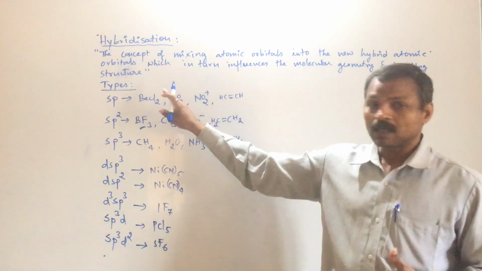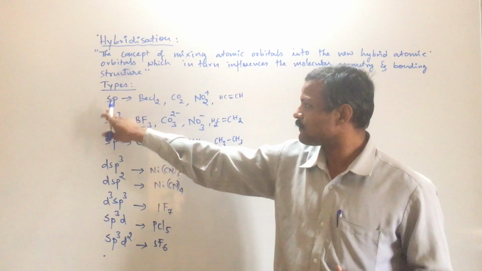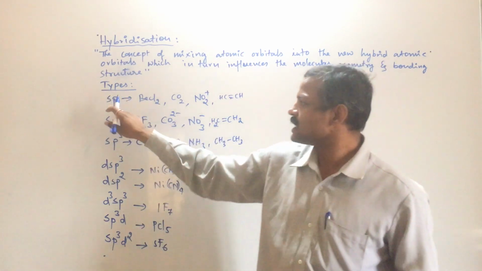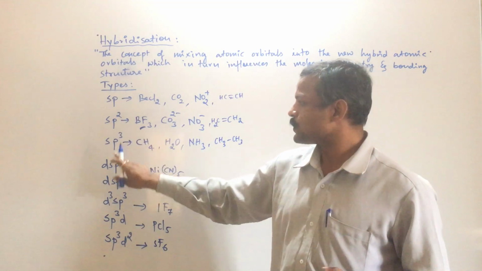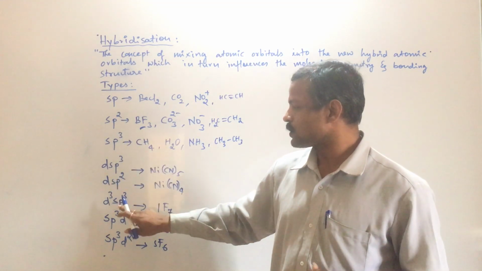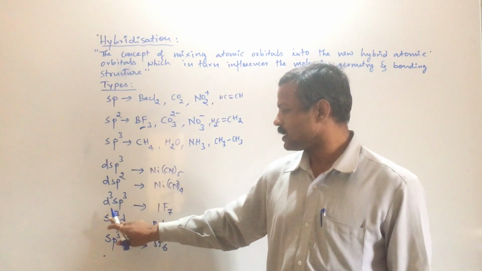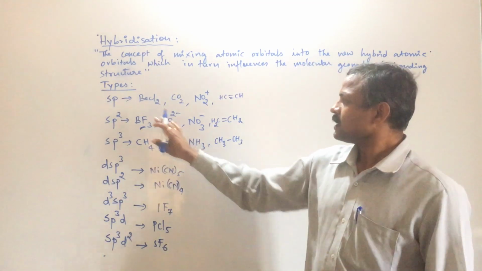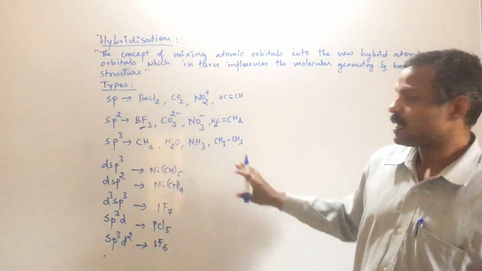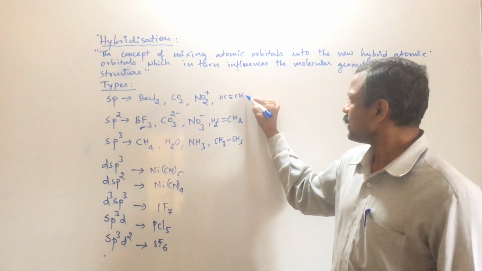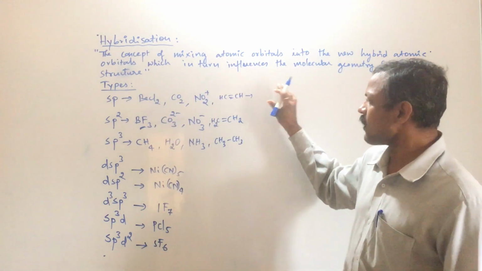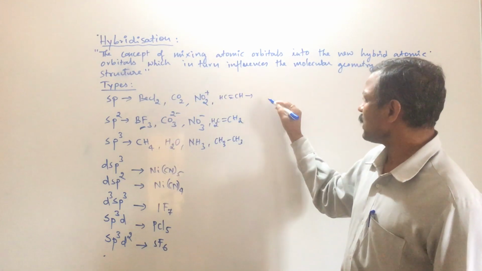Here, let me take some of the hybridization types. That is sp, sp2, sp3, dsp3, dsp2, d3sp3, sp3d, sp3d2. These are the types, and the examples are written. Let me tell you about the structure, how that is formed due to hybridization.